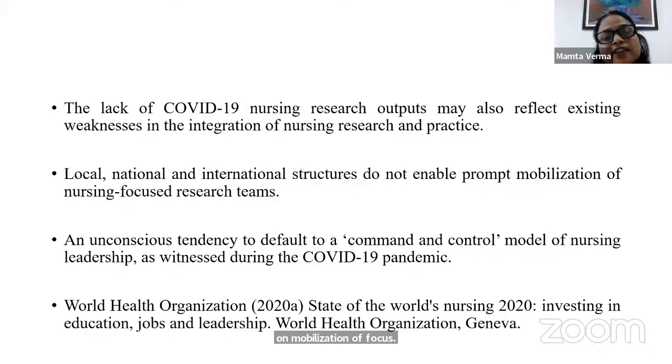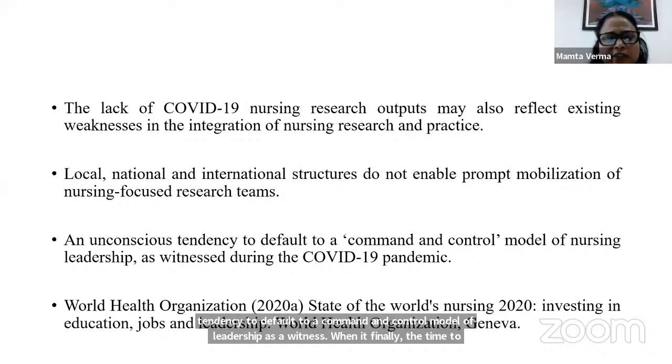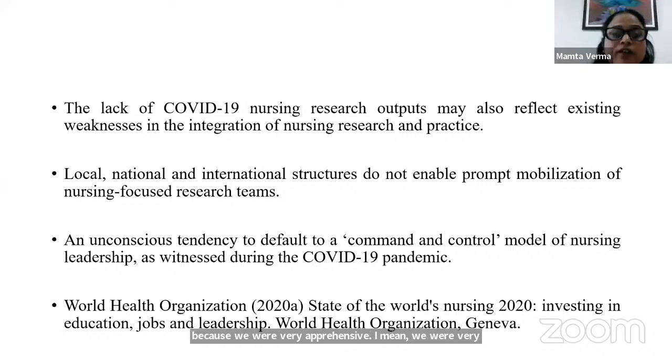An unconscious tendency to default to a command and control model of nursing leadership was witnessed during the COVID-19 pandemic. We were trying to control the situation because we were very apprehensive. I mean, we were very closed. That's why we wanted to command and control the situations. So that's why maybe the nursing research could be cornered.